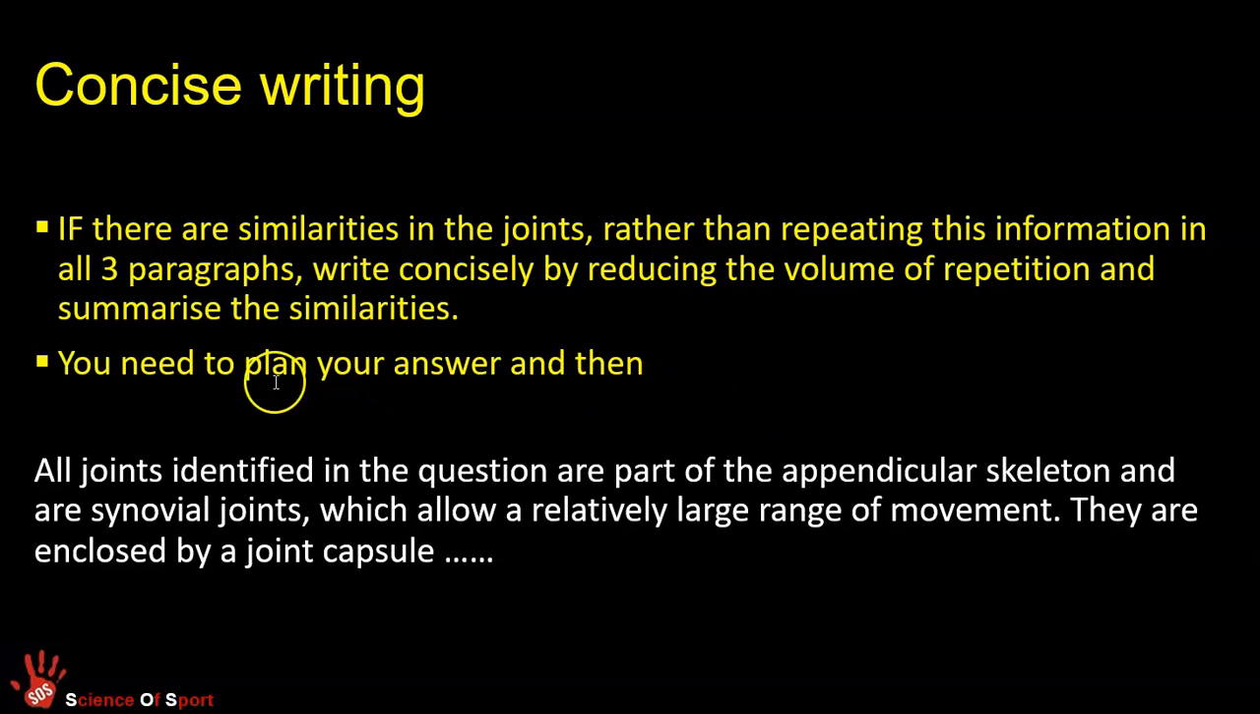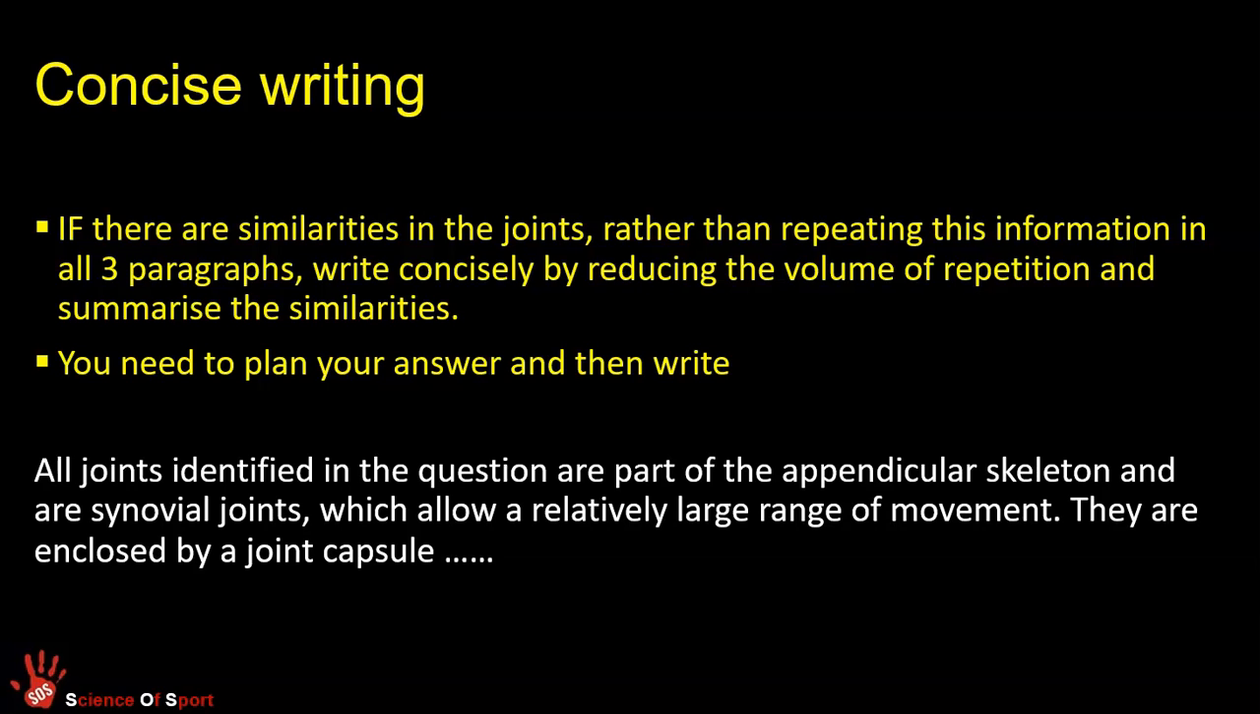You need to be aware of this. You need to know ahead what you're going to do. For example, you might put at the start of your answer, all joints identified in the question are part of the appendicular skeleton and are synovial joints, which allow a relatively large range of movement. They are enclosed by a joint capsule and synovial fluid and are stabilised by ligaments, blah, blah, blah. So there might be some common stuff you wish to put to start off with to set the scene, rather than having to say that in every single one. So it depends on how confident you feel about moving away from that writing framework.